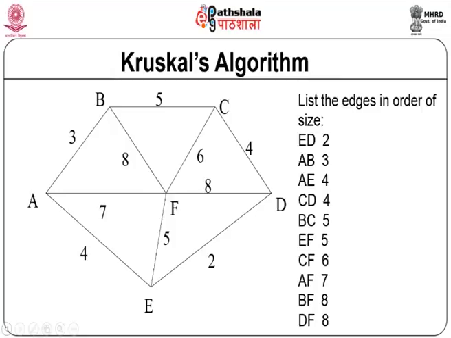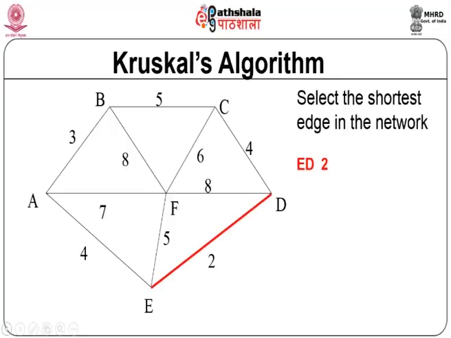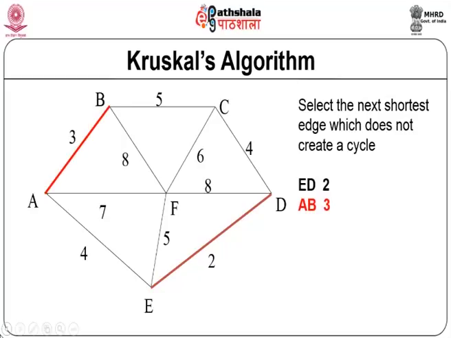Now, what you have to do is select the shortest edge in the network, which is E D 2. That is the first edge you will select. Remember, we have to find the minimum spanning tree. Now, the next step is to connect the next shortest, which is A B 3. You can see that A and B do not form a cycle with E and D, so it is okay. You will see that you have two disjoint components, E D is one edge and A B is another edge.